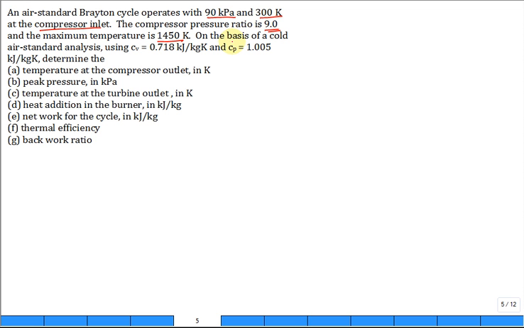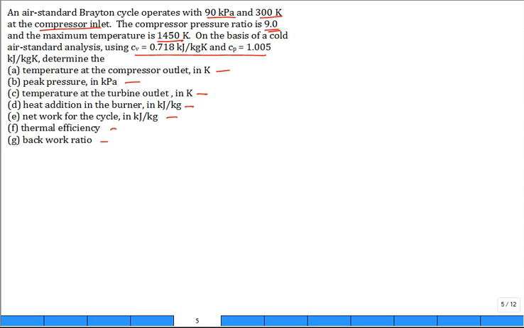On the basis of a cold air standard analysis, using these values of specific heat, get the temperature at the compressor outlet and peak temperature. Just walk through the cycle and analyze it. How many people feel they can solve this problem? How many people want me to walk through it? Show of hands.